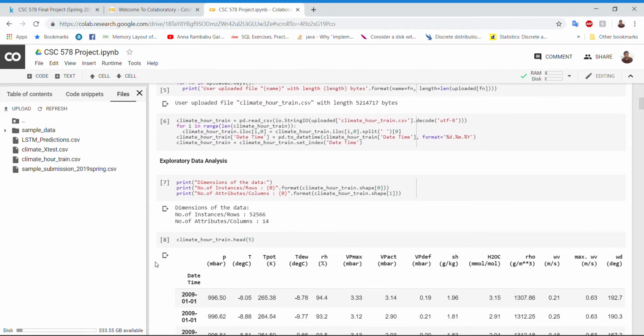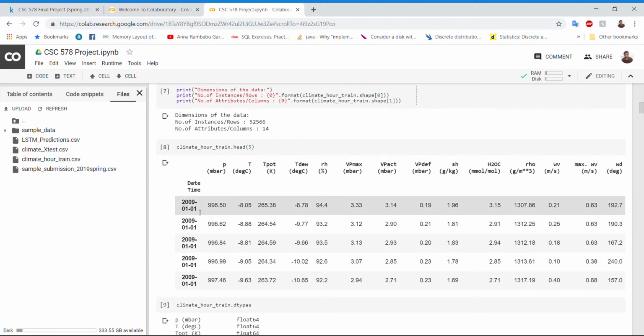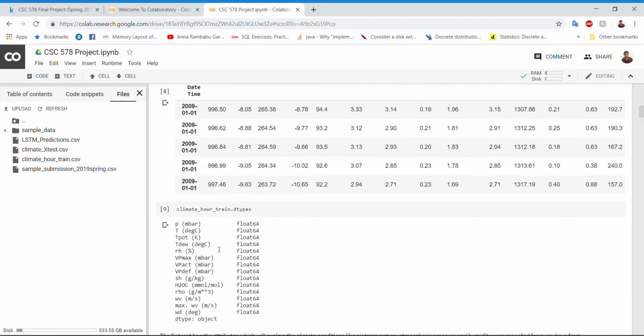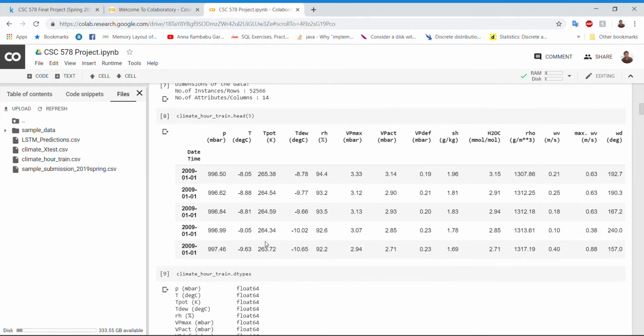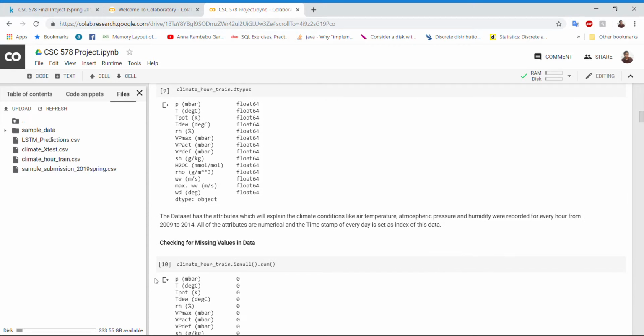So the next part is the exploratory data analysis, and here we can see that the total of 52566 instances and 14 attributes, and the first 5 instances are displayed here. And here we can see that all of the attributes are numerical, because every attribute is describing the climatic condition of the temperature, like the humidity, air temperature, H2O content. So after all the metrics will be numerical. So that's why all of the attributes are numerical.